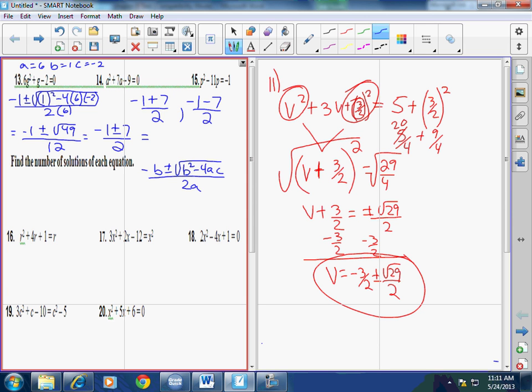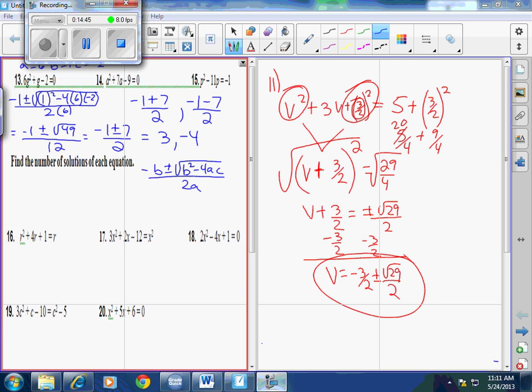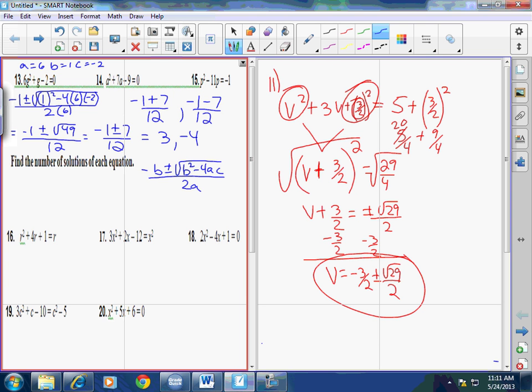So my answer is going to be 6 over 12, which is... And I'm sorry, that's over 12. Thank you. Okay? And no, that's wrong. Come on. Pay attention. It's going to be 6 over 12 is 1/2. And negative 8 over 12 is negative 2/3.